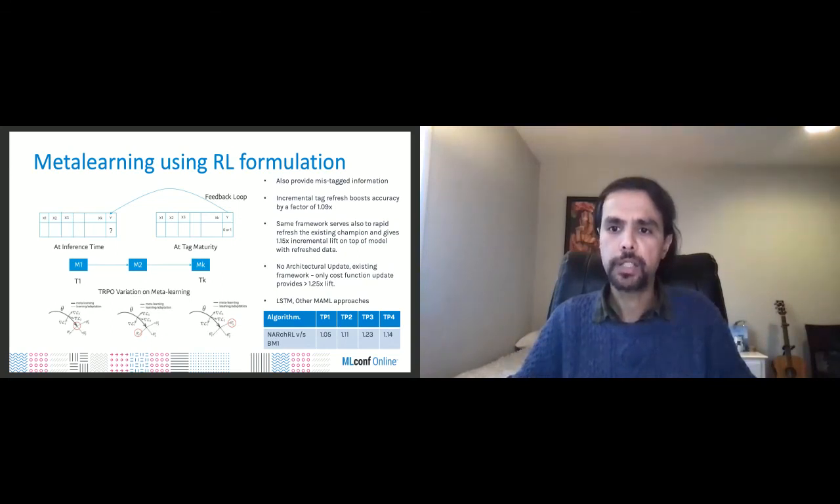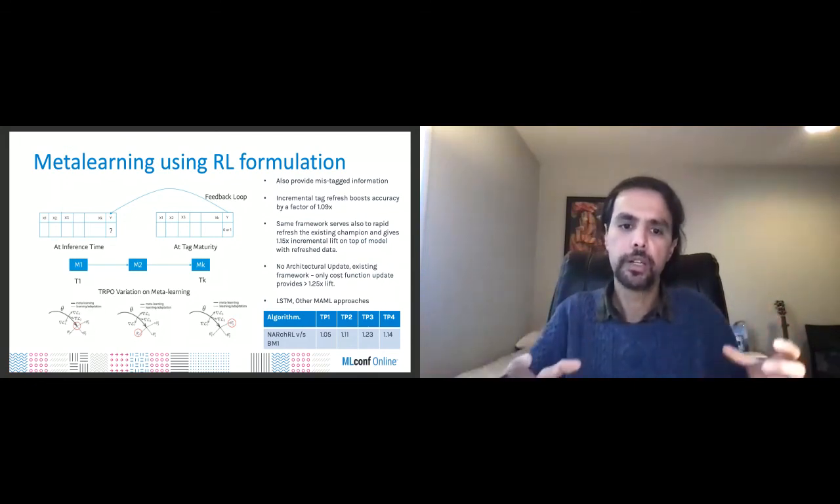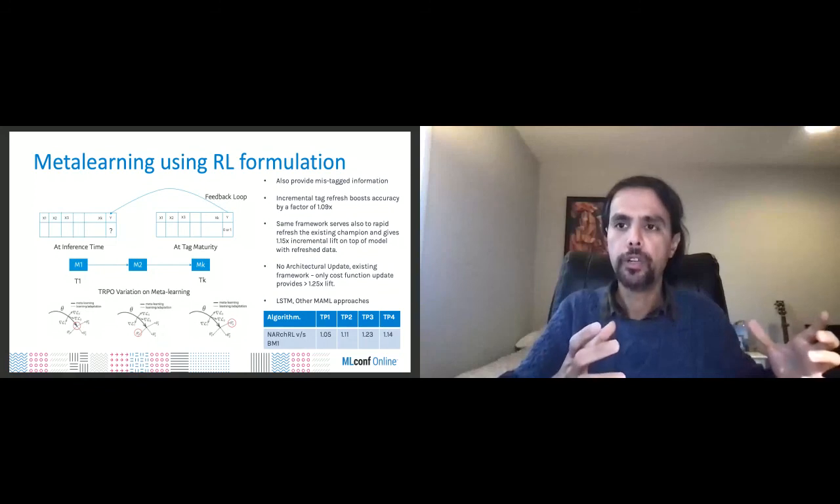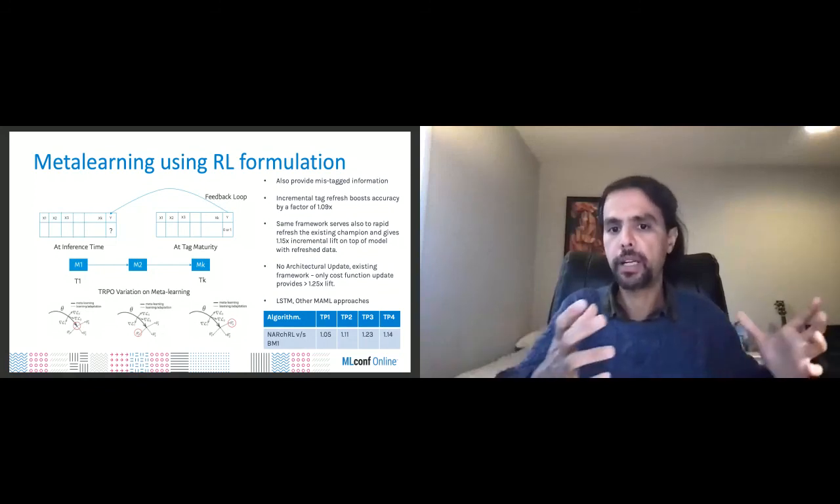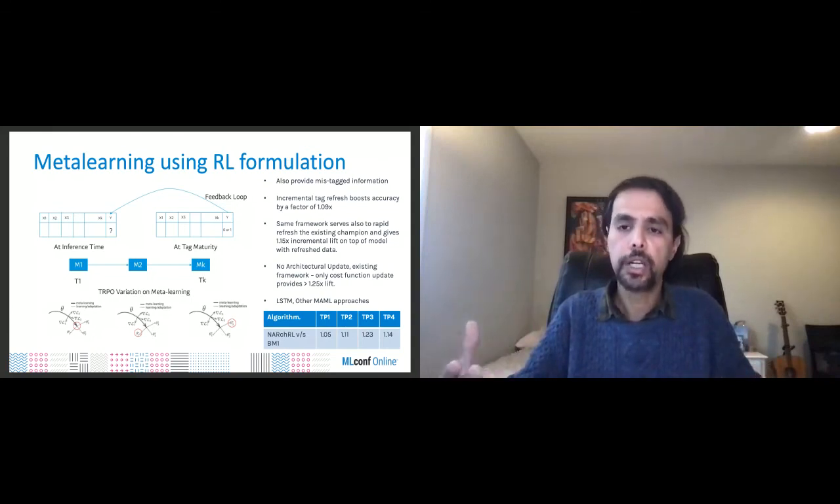As we can see here, with incremental tag refresh, we see an accuracy boost of about 1.09x. Then the same network framework was applied for rapid refresh. We had the reinforcement learner deployed in a setting where we had an auto refresh happening at different points in time, based on change point detection methods that tagged whether the RL algorithm should kick in to refresh the model or not.